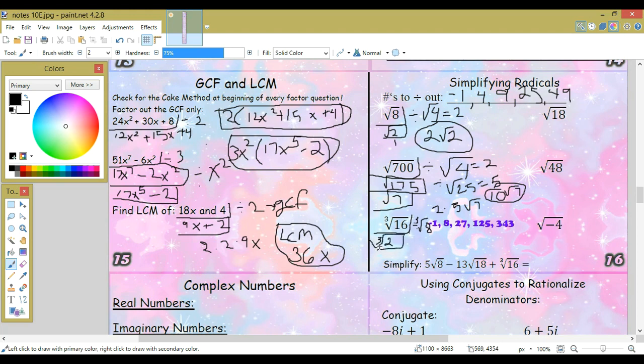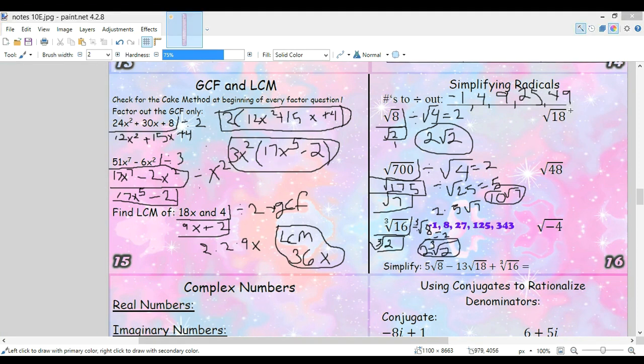Can't take out any cubes out of the 2. And the cube root of 8 is 2 because 2 times 2 times 2 is 8. So our simplified form is 2 cube root of 2.